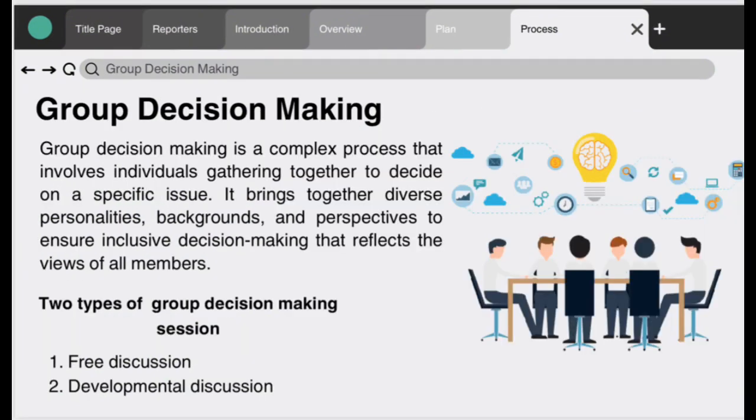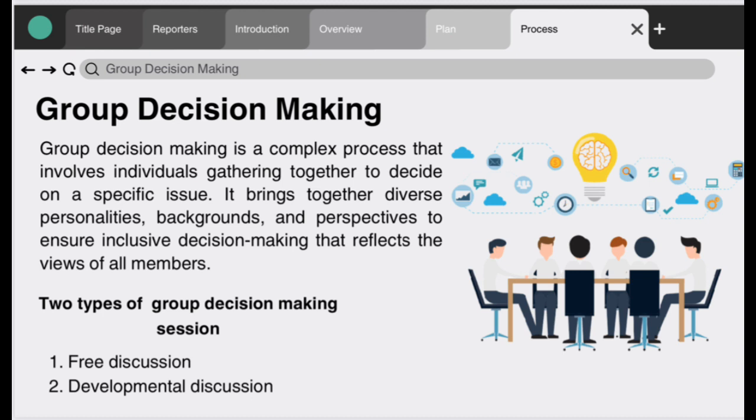Group decision making is a complex process that involves individuals gathering together to decide on a specific issue. It brings together diverse personalities, backgrounds, and perspectives to ensure inclusive decision making that reflects the views of all members. Group decision making is a group of individuals who gather together to share their knowledge on a specific issue or matter. They discuss what they will do as a group.